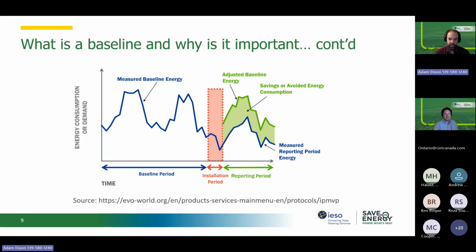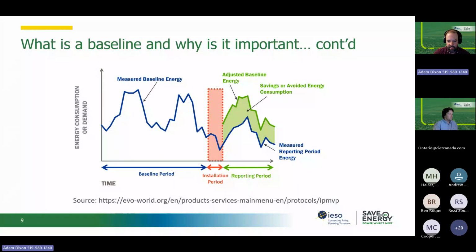So what is a baseline period? Why is it important? This is how you may see it on a graph. You may have come across some of these graphs; they're sometimes referred to as a measurement and verification graph. We have our energy consumption or demand on the y-axis, and time on the x-axis. The blue line here is our measured energy, and to the left of the red square is our measured baseline energy. That's normal conditions in our building. Then when you go to the right of it, this is our reporting period, so hopefully our savings period.